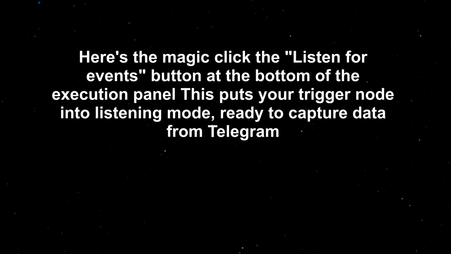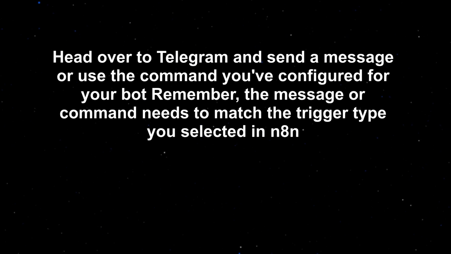a command. Here's the magic: click the Listen for Events button at the bottom of the execution panel. This puts your trigger node into listening mode, ready to capture data from Telegram. Head over to Telegram and send a message or use the command you've configured for your bot. Remember, the message or command needs to match the trigger type you selected in N8n.